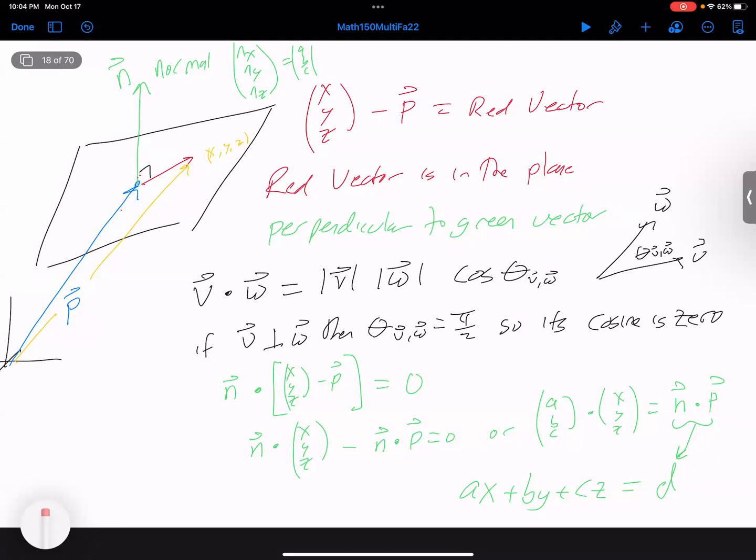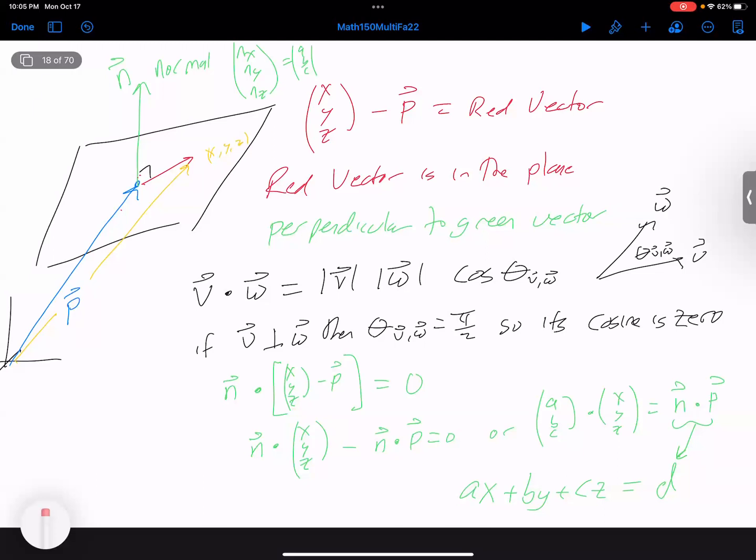I've got 3 values x, y, and z. Can I choose x, y, and z independently? So I can choose any value for x, any value for y, any value for z? Once I choose x and y, do I have any freedom for z, or is z forced on me? Well, if I choose x and y, I now know ax plus by, and then z is forced. So what does z equal? D minus (ax plus by) over c.